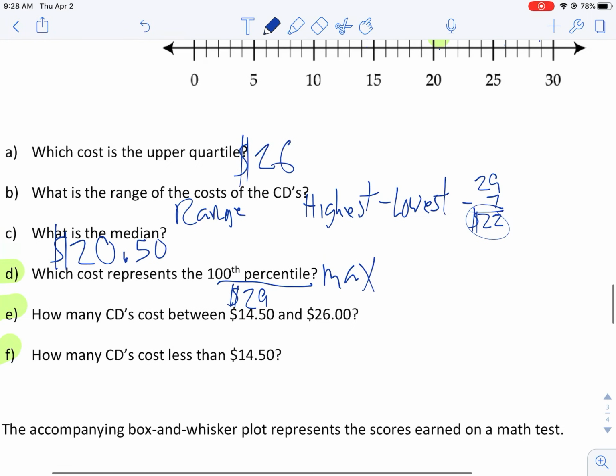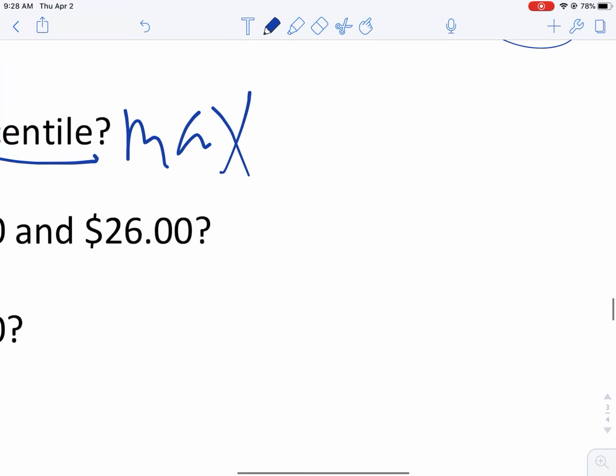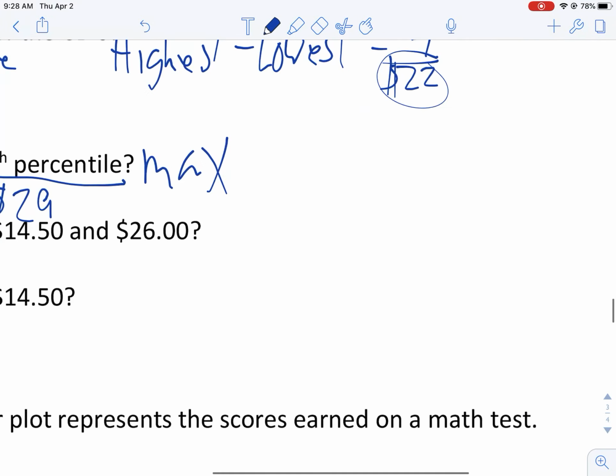So they want to know how many CDs cost between, and here's the next conundrum, $14.50 and $26. Okay. So again, this is where the conundrum comes in for students, because I actually can tell you the answer to this, and you're going to be like, wow, what? So let's go through this, and I'll show you what I mean. And I will be putting a sheet out on how to figure this out as well.